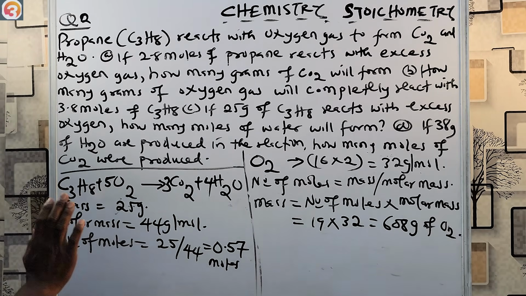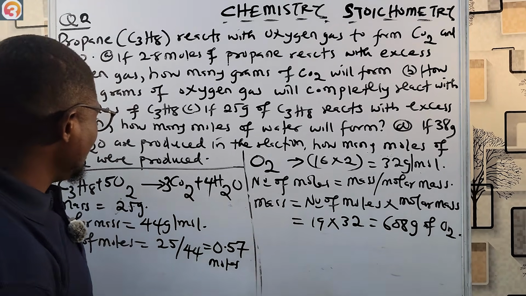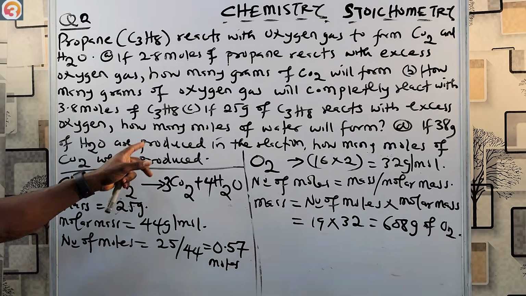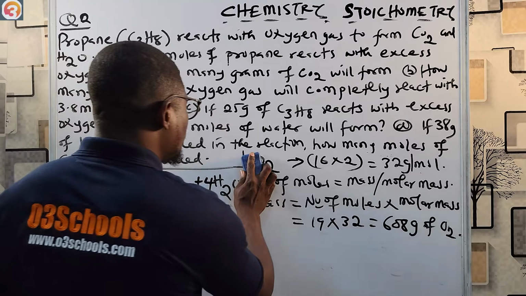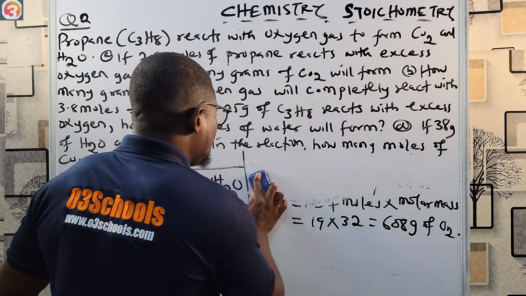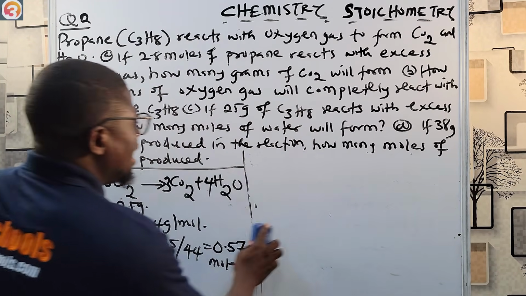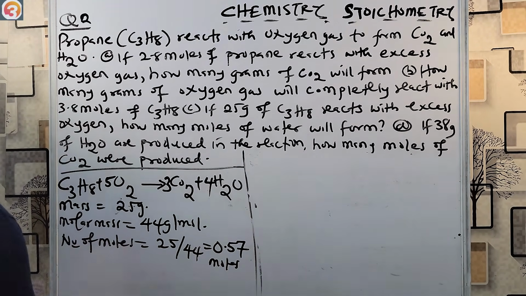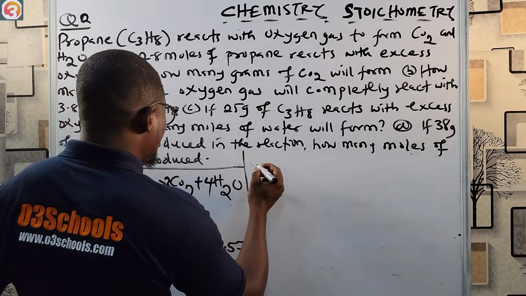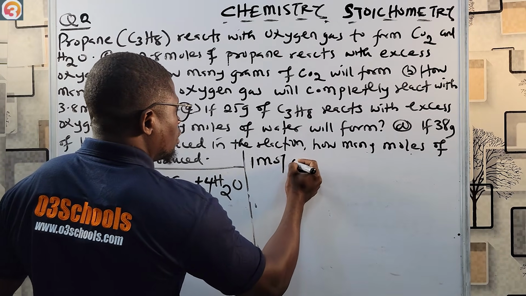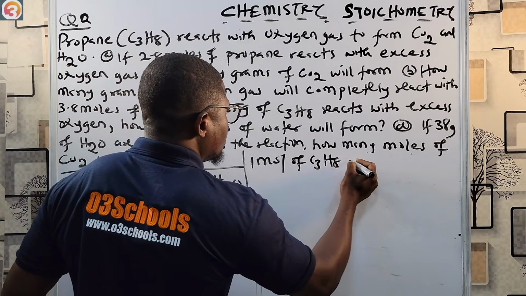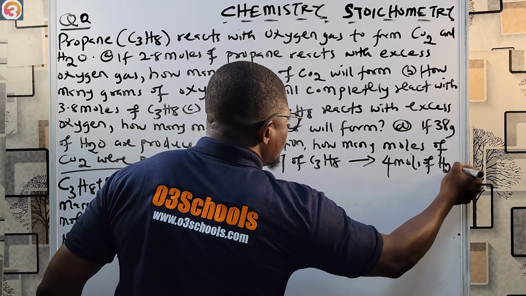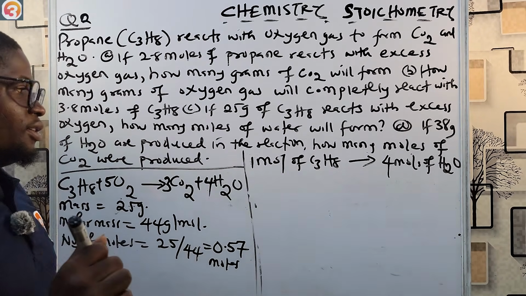Okay, now, since we know the number of moles, then it's very easy. We can now use our stoichiometric relationship to get the number of moles of water that will form. Now, let us go to our stoichiometric relationship. Remember, it's propane and water. Propane and H2O. Okay, so we have C3H8 here. So I'm going to have 1 mole of C3H8 gives us 4 moles of H2O. That's the first thing you need to get out.